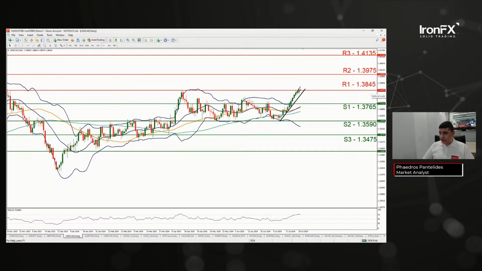Look at the price action on the daily chart. It is respecting the R1 resistance level. If it closes in the red, I would not be surprised to see a retracement back down to S1 before continuing on its ascent.